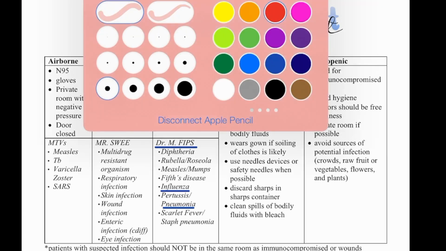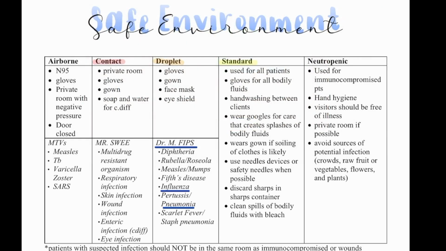If we move from droplet, the next one is contact. Contact is when we are worried about different organisms like MRSA, so multi-drug resistant organisms, respiratory infection, skin infection, wound infection, things like C. diff. And we have to remember that C. diff is actually contact plus precautions. What that means is that we wash with soap and water after we leave a patient's room with C. diff. We can't just use hand sanitizer. And then also eye infections.